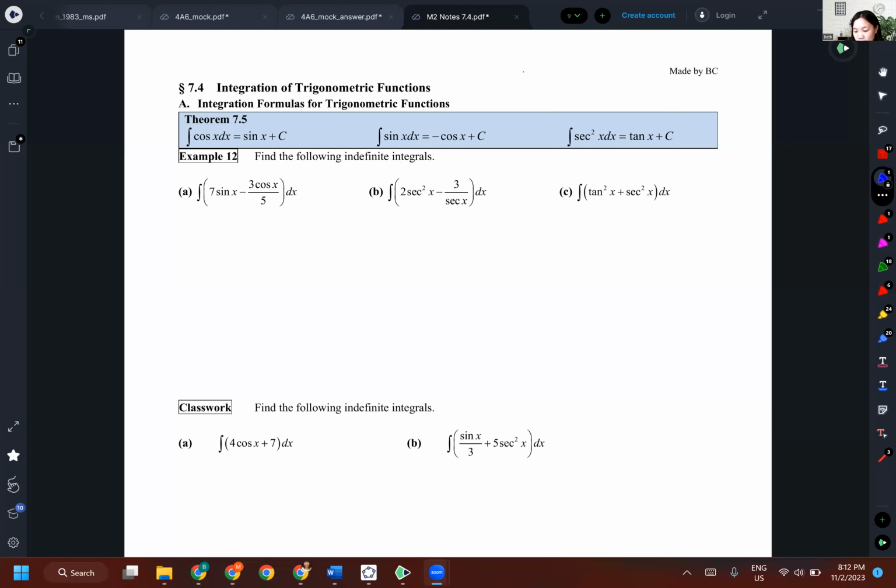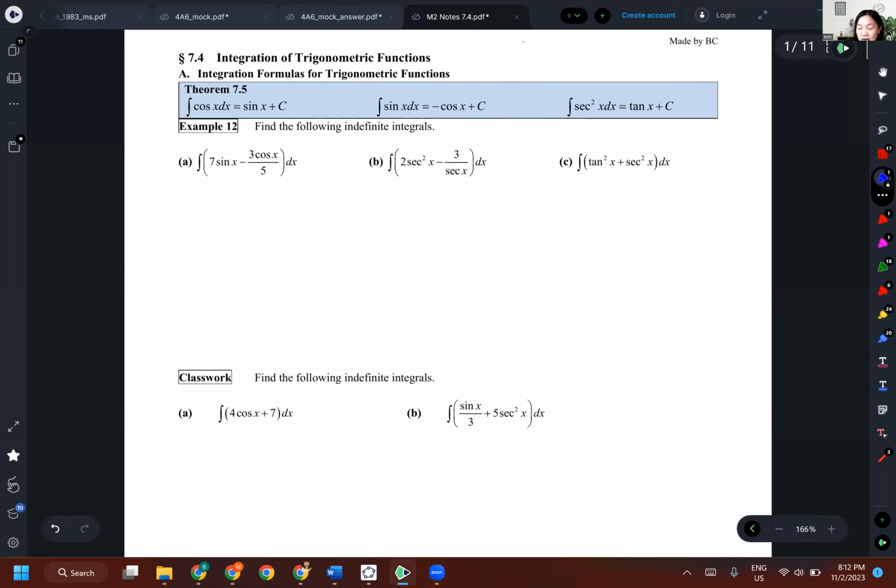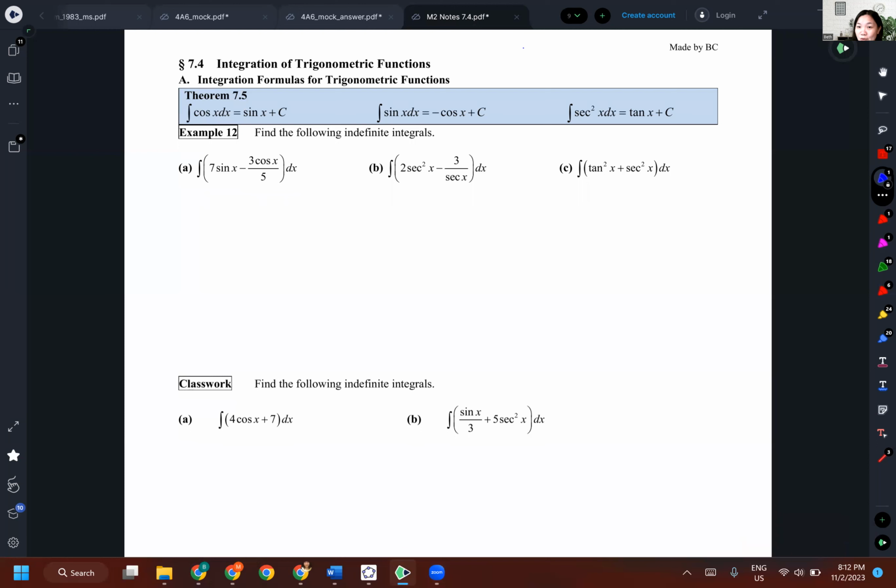This part of integration, I say something new is added because we're going to learn some new functions: the integration of trigonometric functions. These are new, but the technique, as you will see later, is similar. Now, the fundamental three formulas we learn are cosine, sine, and secant squared.